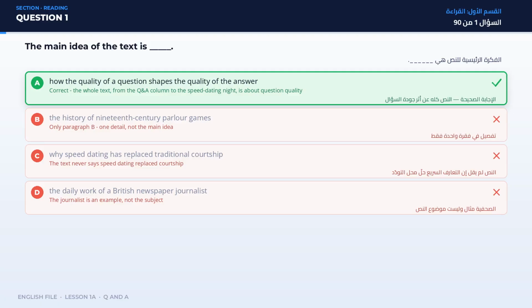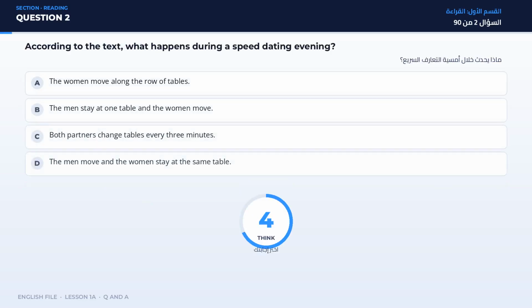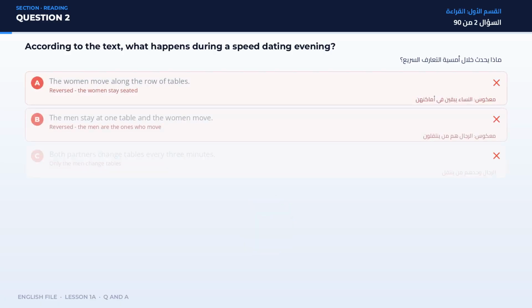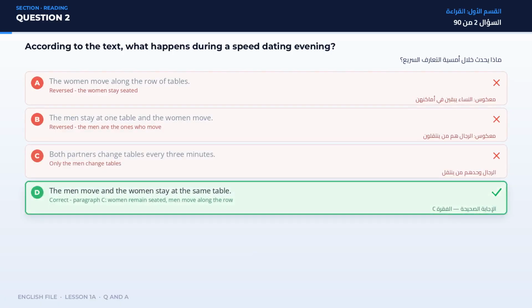Question 2. D. The men move and the women stay at the same table. Paragraph C. Women remain seated. Men move along the row. Not A. Reversed. The women stay seated. B. Reversed. The men are the ones who move. C. Only the men change tables.